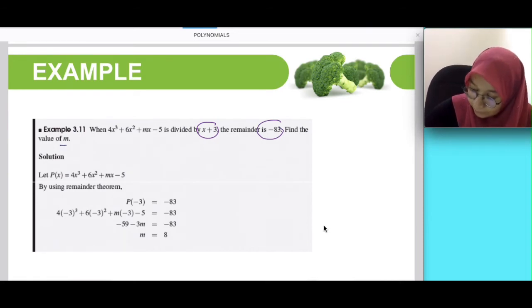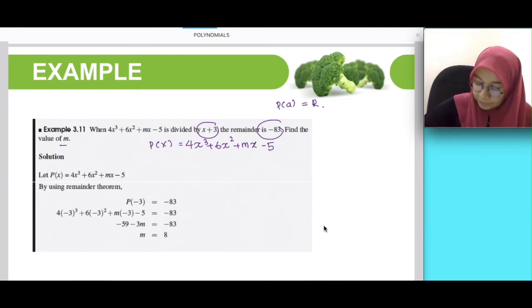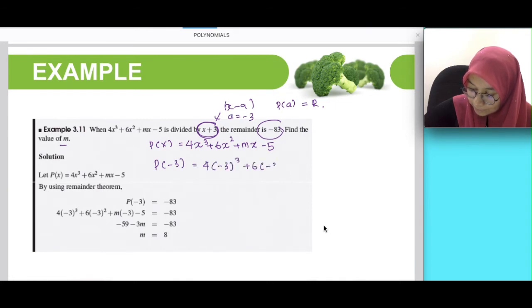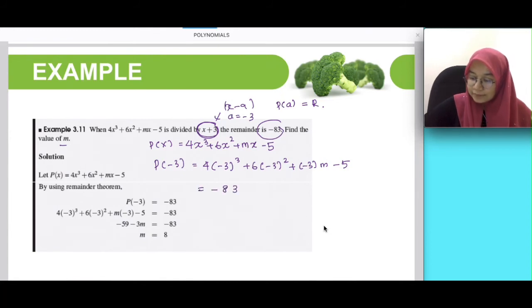So, we know that P(a) is the remainder. So, now our P(x) is 4x cubed plus 6x squared plus mx minus 5. Okay, so x plus 3 compare with x minus a. So, a is equal to minus 3. So, we put P(-3), which equals negative 3 cubed times 4 plus 6 times negative 3 squared plus negative 3m minus 5. Here it is equal to negative 83.